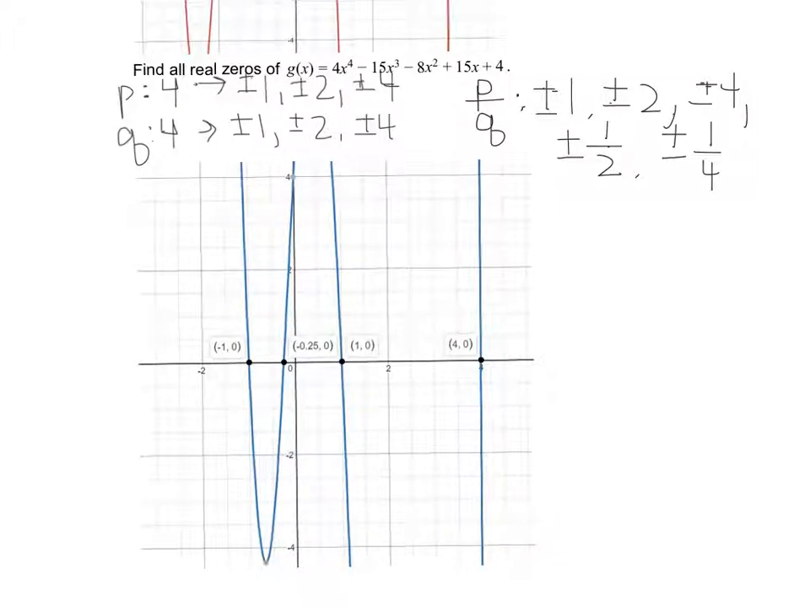So we move to the graph. We see that it has 4 real zeros. They're all rational zeros. None of them are irrational. So my real zeros are going to be at -1, -1/4, 1, and 4.